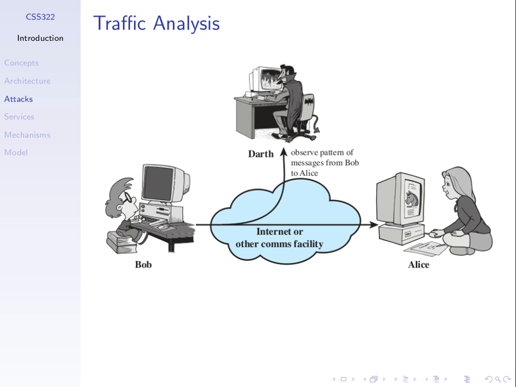Now, when I say the attacker here, they may not be a bad person. It may be a law enforcement agency, for example. But they're performing the security attack on the system. Passive, because without the attack, Bob sends a message, Alice receives a message. With the attack, Bob sends a message, Alice receives a message. No different then.